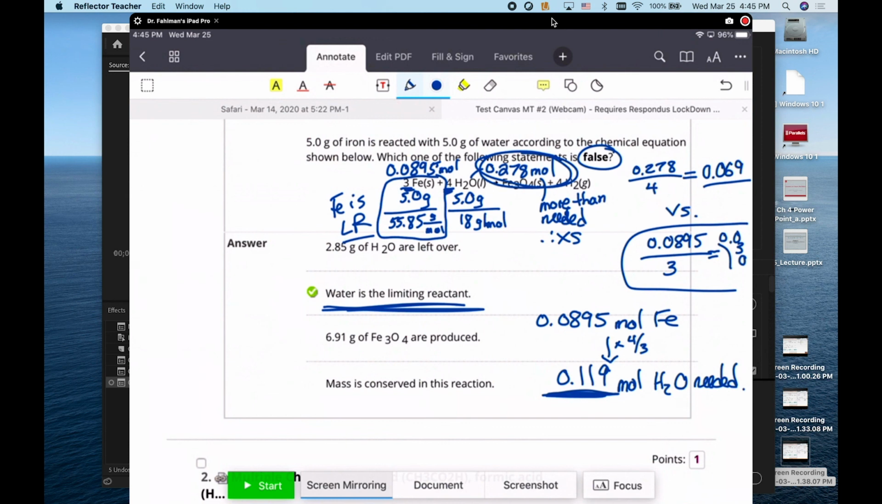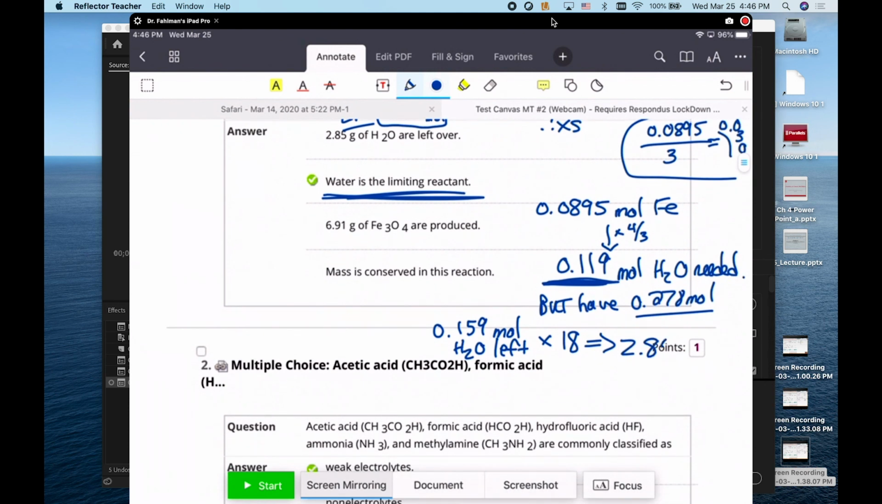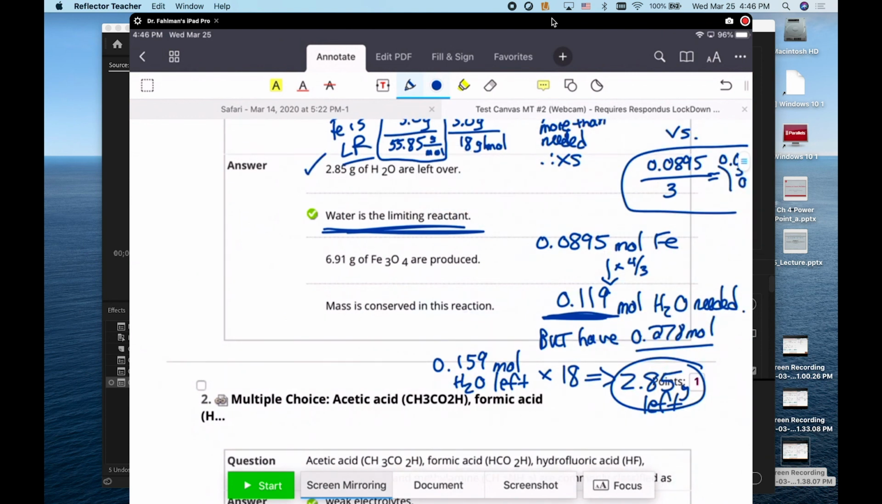What's nice about this is if you need 0.119 but you have 0.278, you just subtract them and you get 0.159 moles of water left over. Then if you multiply by 18, the molar mass of water, you get 2.85 grams left. Okay, and so that one's true.